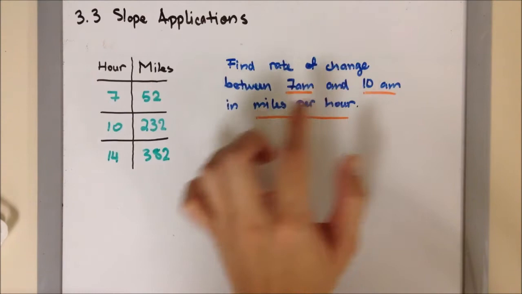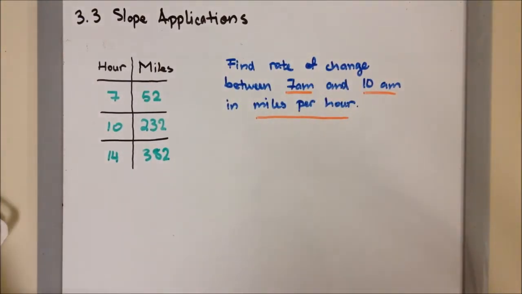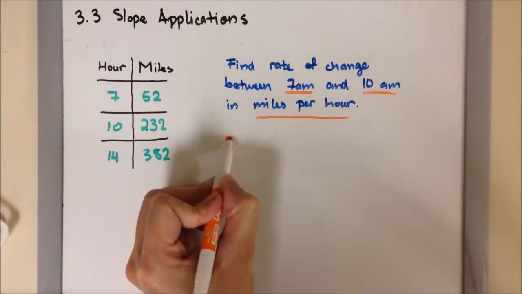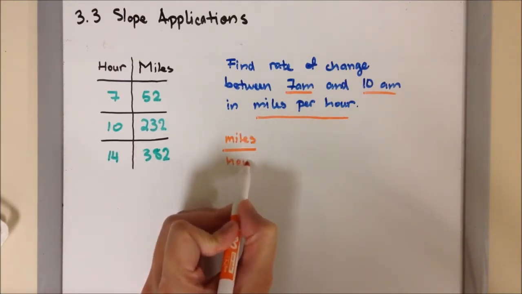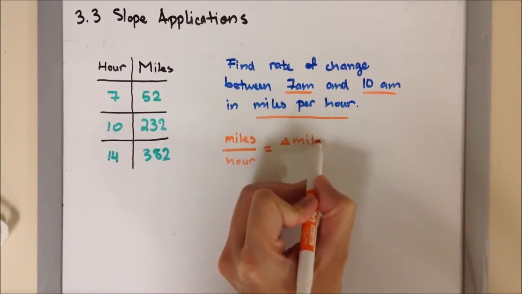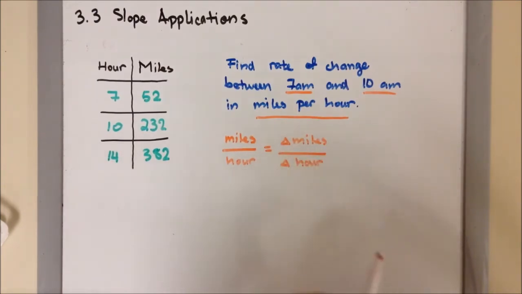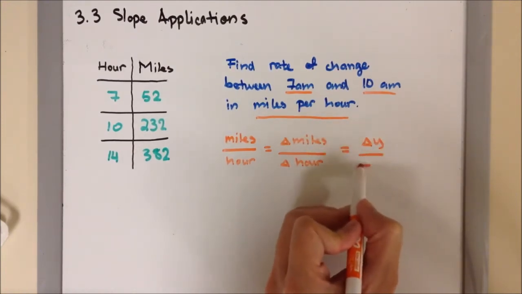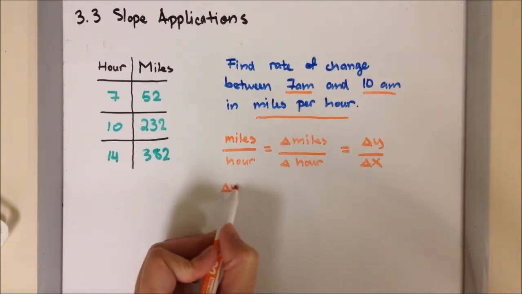It says find rate of change between 7 a.m. and 10 a.m. and miles per hour. So we'll be working in our unit where it's going to be miles on the top over hour. So it's basically asking you to find the change in miles over the change in hour. That is basically the same thing as slope, change in y over change in x. So we're going to do the change in y first.